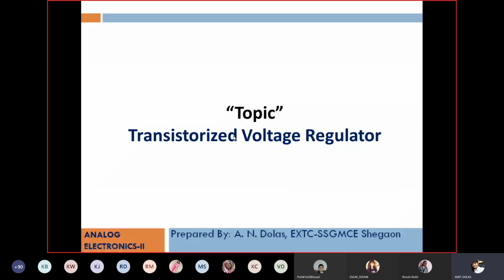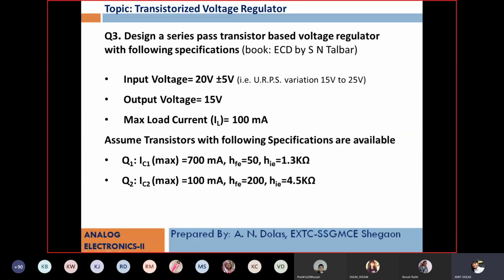So the third and last numerical based on the transistorized voltage regulator is given here. The problem statement is in the PPT. Design a series pass transistorized voltage regulator with the following specification. This is taken from the ECD book by S.N. Talbar.